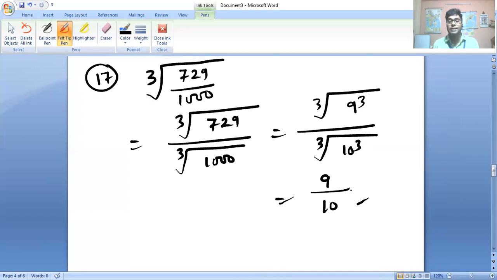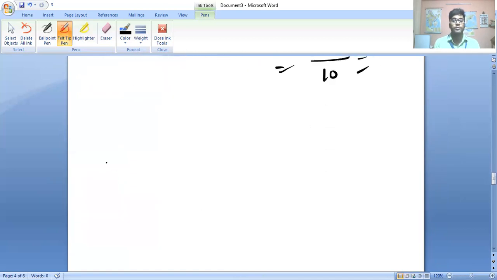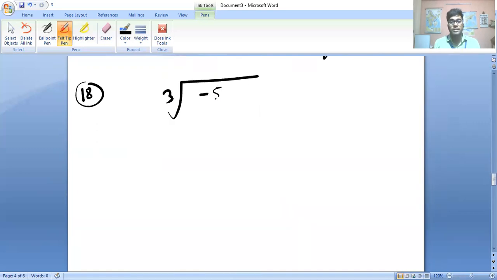Now you can keep it like this, or you can convert into decimal, which is possible in this case. It may not be possible easily in other cases. So you can keep it in this fraction form, or you can convert it into decimal, up to you. Okay, students. Fine. Let us do our last question. Question number 18. What we have? Cube root of minus 512 by 343.